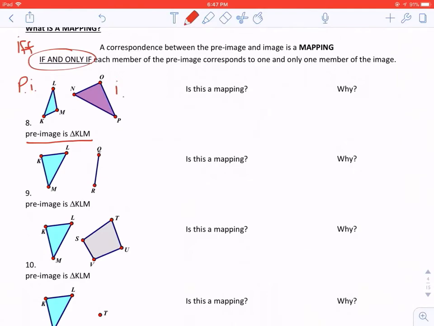So is this a mapping? It is. Let me explain why. We don't know how these things are paired together, but there can be a correspondence. For example, maybe L corresponds to O, maybe M corresponds to N, and K corresponds to P. There are enough points in the image, the purple one, so that each of the vertices of the preimage can go to a different point.